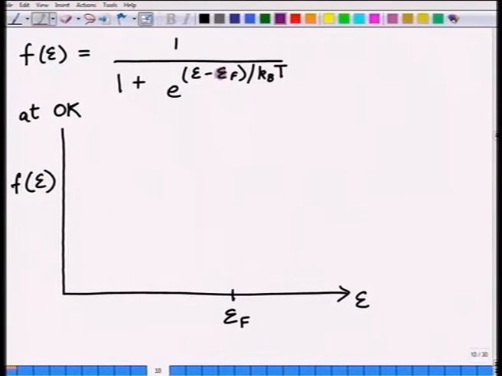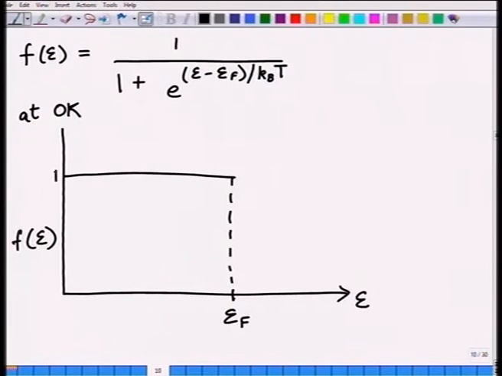So for all energies E less than EF, E minus EF is of course negative, and some negative number divided by 0 leads to minus infinity. So e to the power minus infinity is 0, so I am left with 1 divided by 1. So up to here this probability is 1.